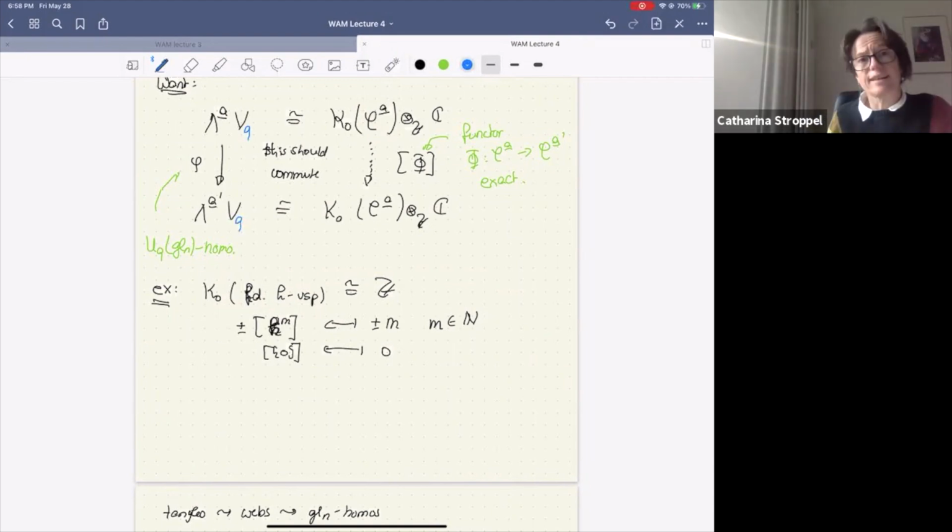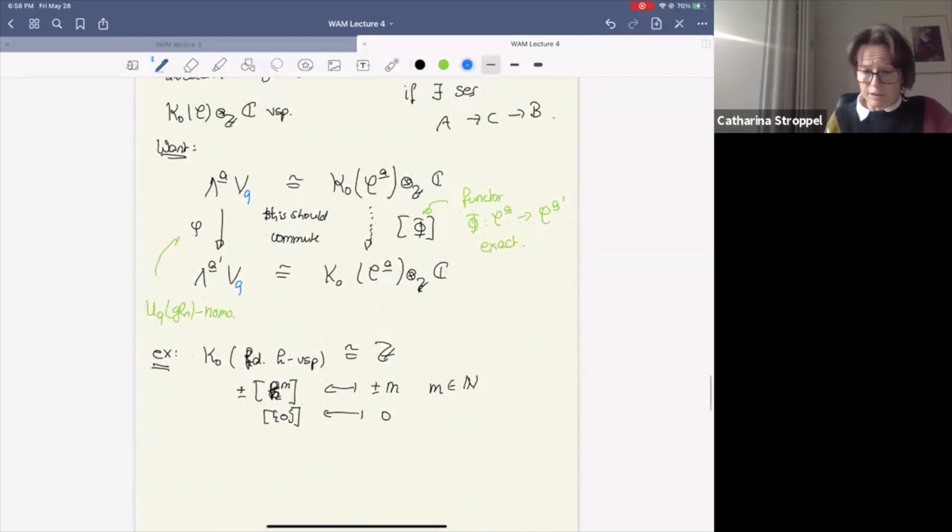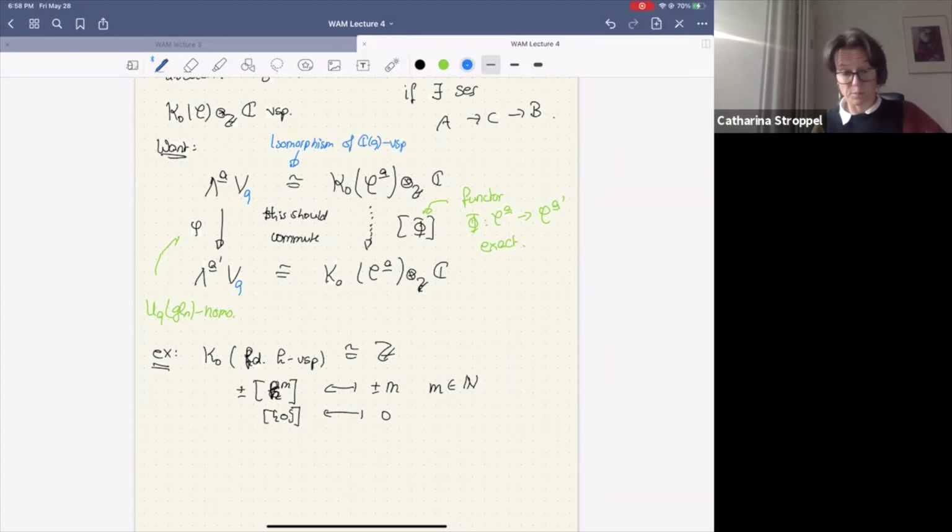So we sneak in a little q on the left-hand side, and we want to have that this thing is an isomorphism of CQ vector spaces. But how do we get CQ vector spaces out of it? So let's first do an example for that.